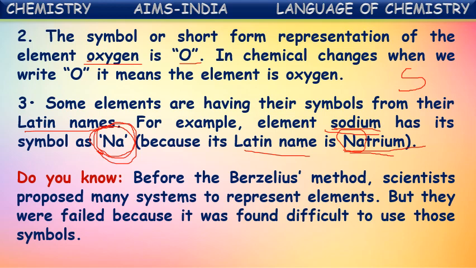Berzelius introduced this symbol method, but before Berzelius, scientists proposed different systems to represent elements. They were not like the Berzelius method. Those failed because they were found difficult. The Berzelius method was easy to remember for the names. That's why it came into the light, and into application. Berzelius's method is what we apply while writing the symbols, right students?